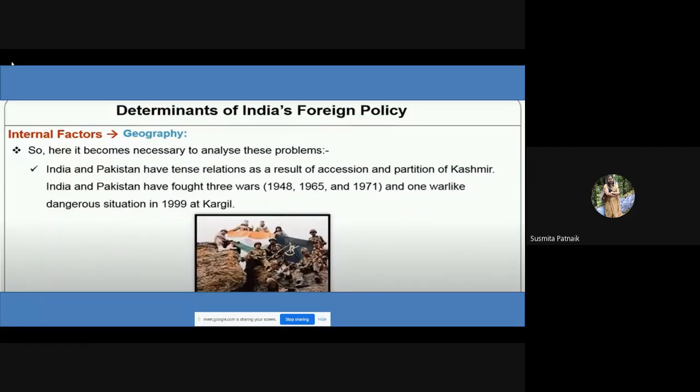Okay, then in the next slides we can see India and Pakistan, which we have already discussed. India and Pakistan have a tense relationship, and that tense relationship has had three wars: 1948, the partition period, 1965, and again 1971. In between these wars India faced dangerous situations, and the last war, in the year 1999, was the Kargil war.